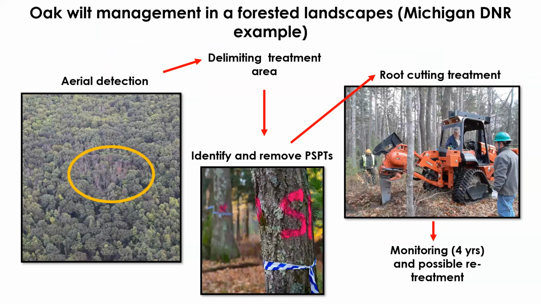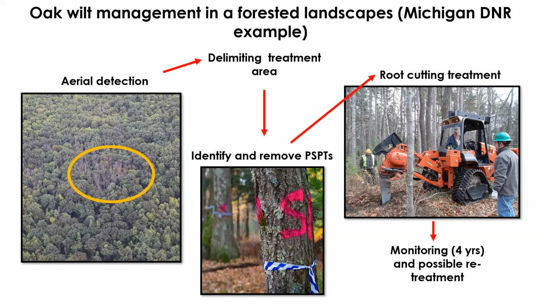All right, I'm switching to the next one, which is oak wilt management in a forested landscape. This is in Michigan. In the northern lower peninsula of Michigan, there's extensive forest, and a lot of those include northern red oak and northern pin oak.